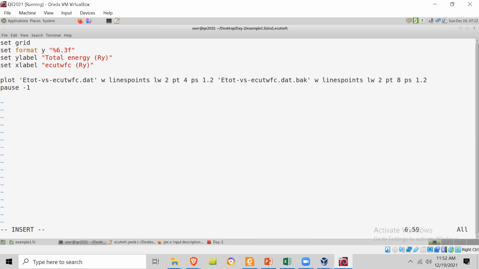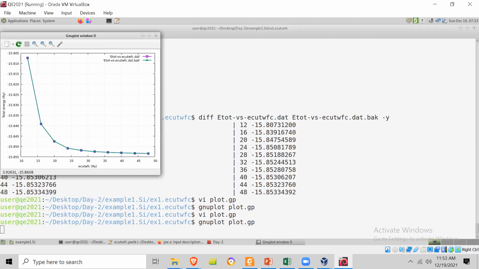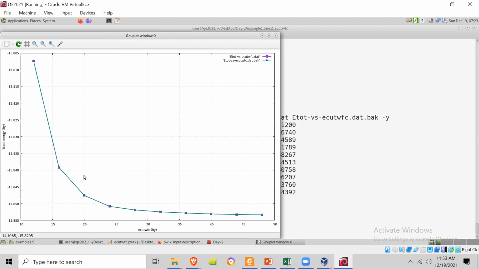I forget how to plot two new plots in the same one. Let's see whether this works. I'm not sure, might be an error. No, there you go. You get the two plots, but you see they are right on top of each other because there's not a lot of difference between increasing this particular threshold.